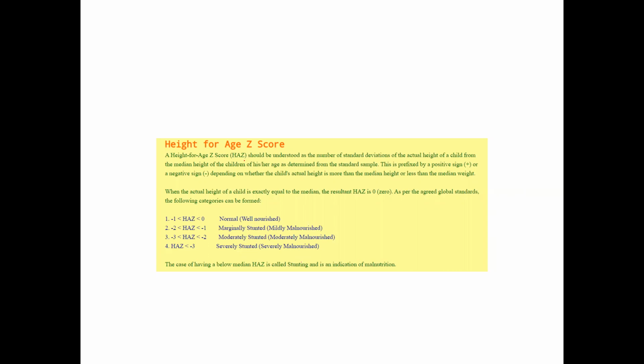So height for age will tell us about stunting, and if it is between -2 and -1, it is marginally stunted, or mild malnutrition. If it is -3 up to -2, moderately stunted or moderately malnourished. If the height for age is less than -3 Z-score, we call it severely stunted and severely malnourished.